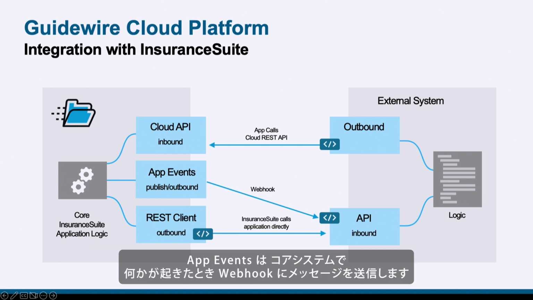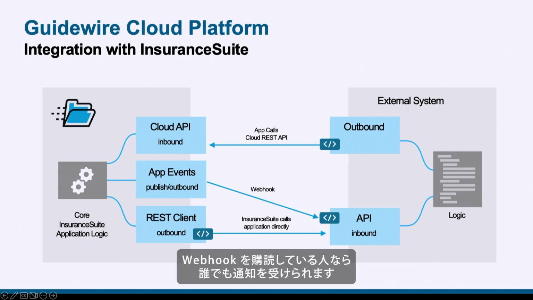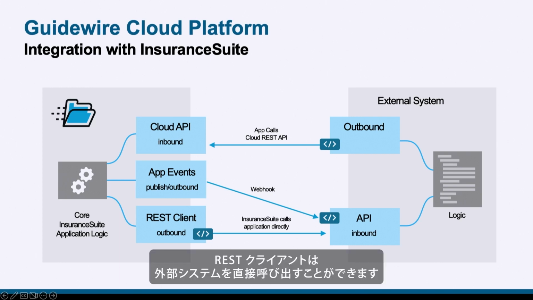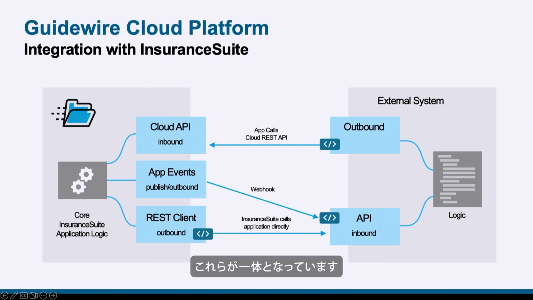You have app events, when something happens in your core system, which can publish outbound messages onto a webhook, and anybody who subscribes to the webhook can listen to those. And then you have REST client, which can make a direct call to an external system. So, this is how all these come together.